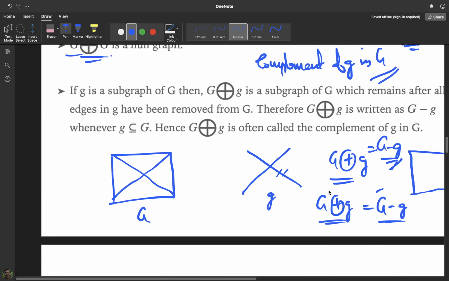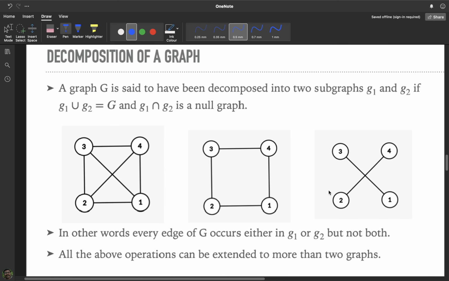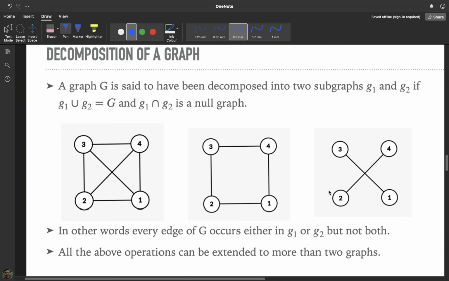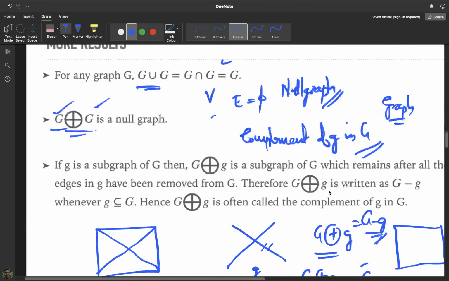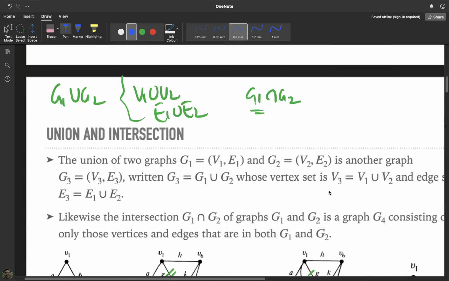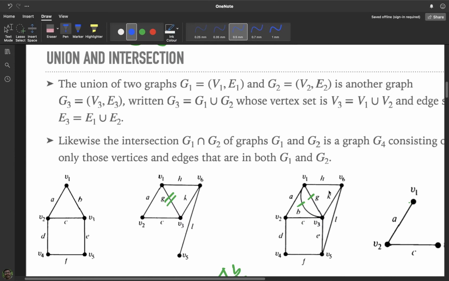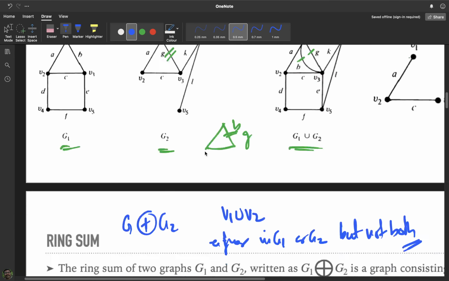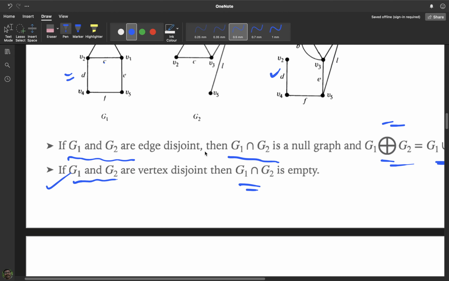Moving forward, let us discuss an important concept, the decomposition of a graph. Before I proceed further, you can extend the concept of union, intersection and ring sum to any number of graphs. We have only taken 2 graphs here, but you can also take the union of n number of graphs, G1 union G2 union G3, and so on, and similarly the intersection and ring sum of n graphs. You only have to extend the definition. It is not necessary that you only consider 2 graphs.